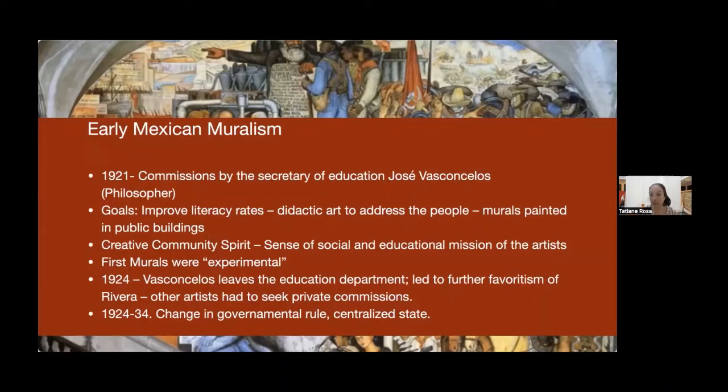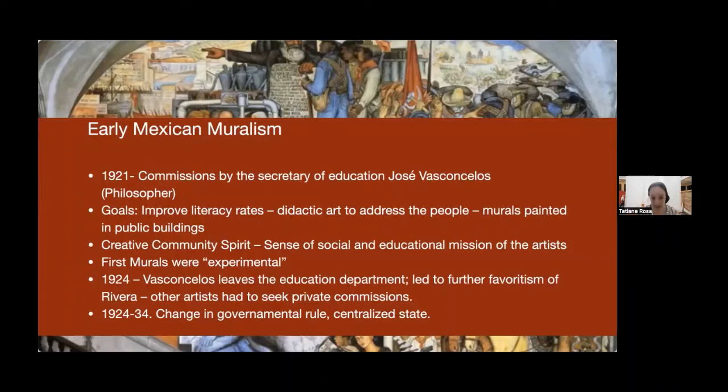So there was a lot of optimism, as I mentioned. There was a creative community spirit, and all these artists, as Arce was doing with his manifesto, were trying to think hard about ways of experimenting, creating these murals in an effective way to reach the masses.